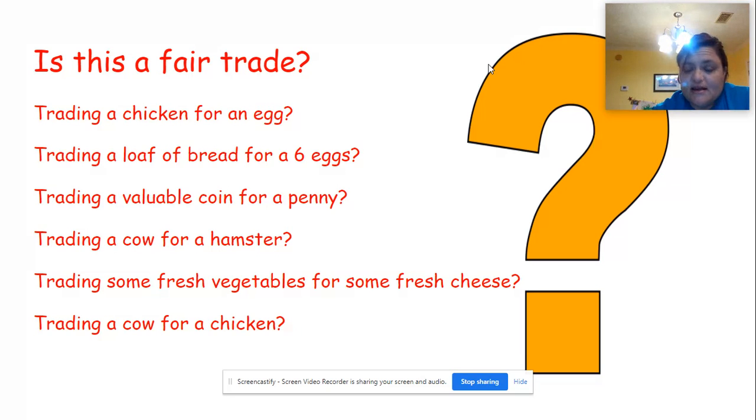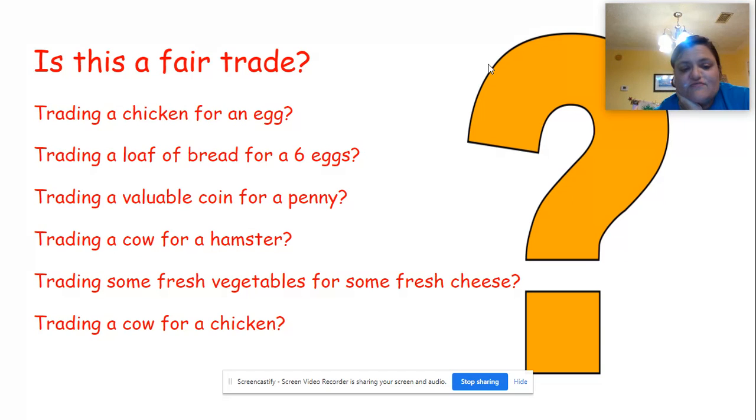You give me a loaf of bread, I give you 6 eggs. What about trading a really valuable coin for just 1 penny? Let's say it was a really old coin worth lots of money. Would that be a fair trade for me just to give you a penny for your valuable coin? No, probably not. What about trading a cow for a hamster? Do you think that would be a fair trade? No, probably not. Because a cow, actually, you can sell a cow and make a lot of money because they use it for beef. Hamster, they don't use that for any kind of food. So that would not be a fair trade.